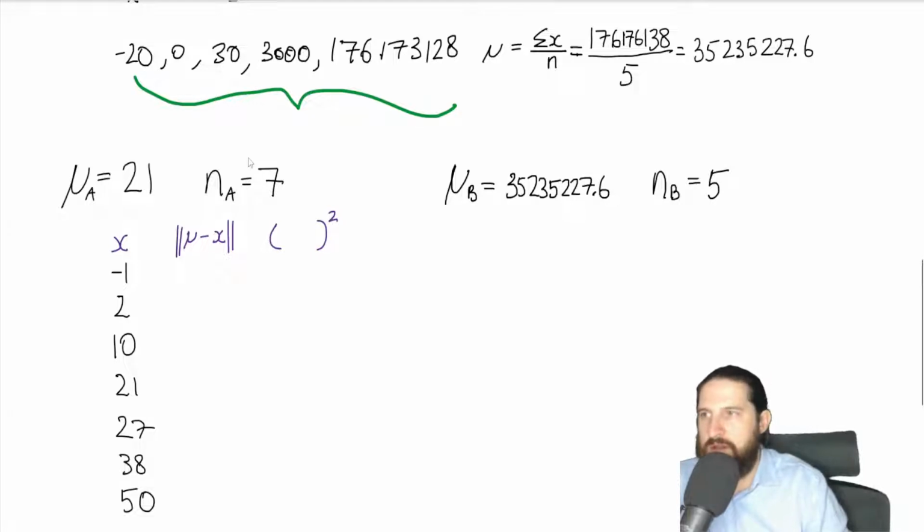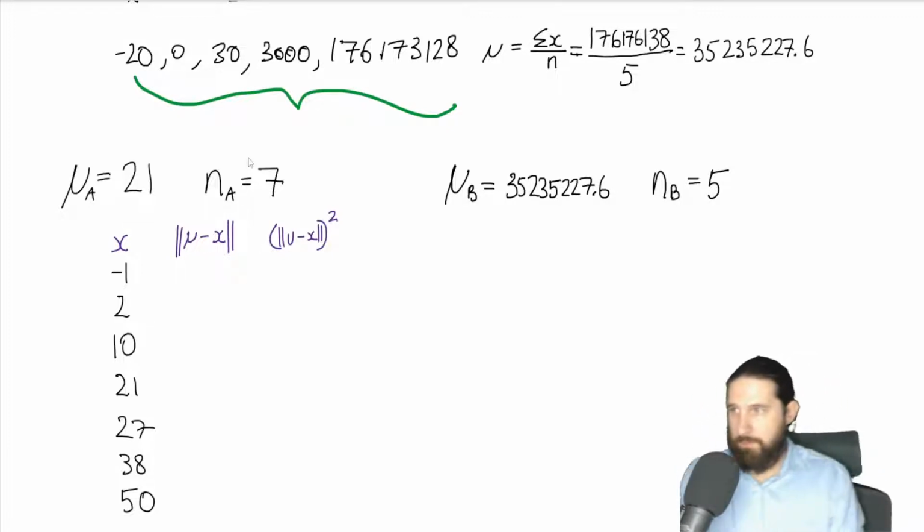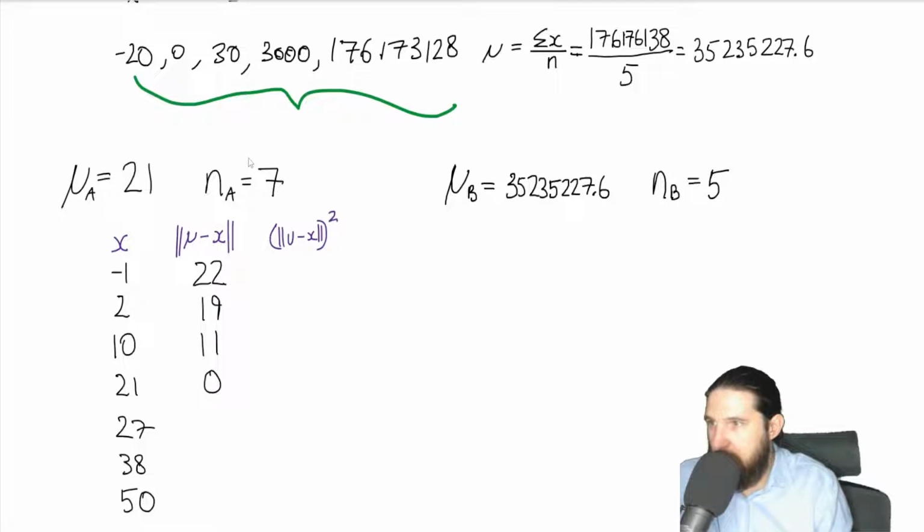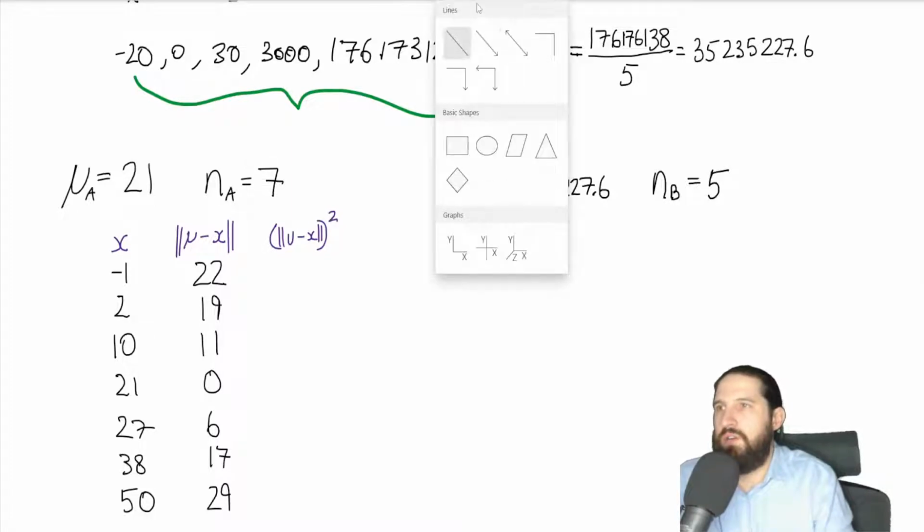And then we'll square that thing. Okay? Okay. So first, each one of them from 21. So this is 22 away. This is 19 away. This is 11. This is exactly on it. This is 6 away. This is, what, 17 away. And this we said was 29 away. Right? Okay, so that's how much each one varies.